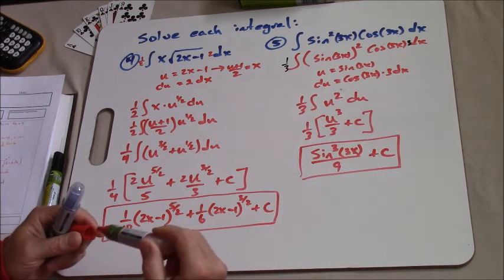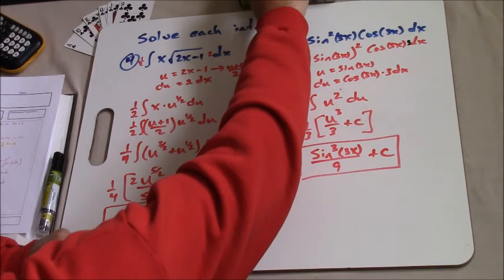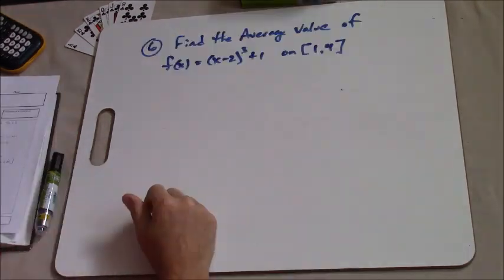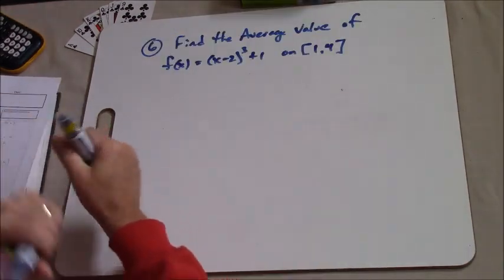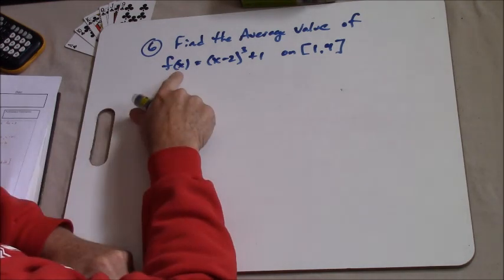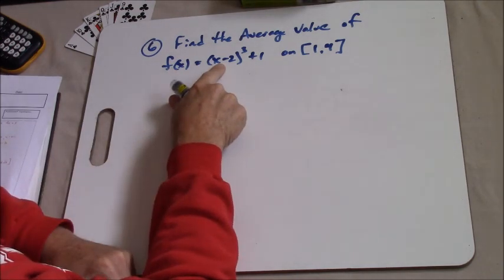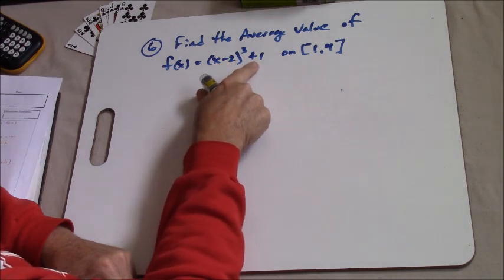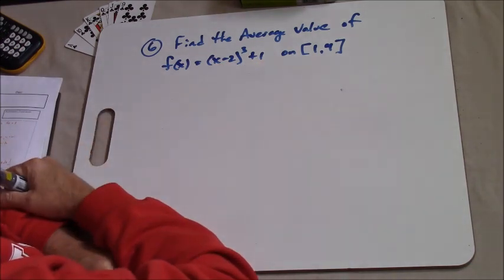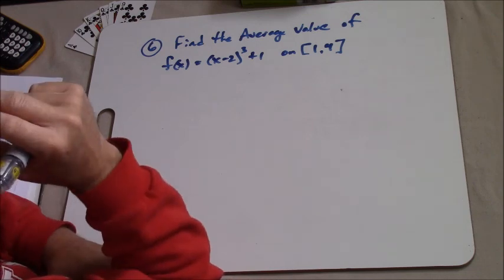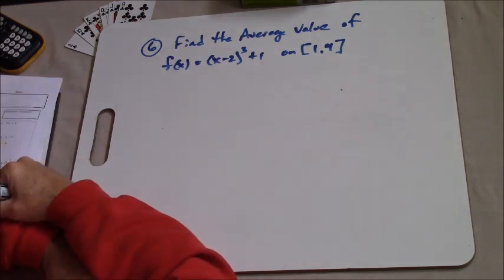All right, I got one last problem for you for chapter 4. So we're trying to find the average value of f of x equals x minus 2, that quantity cubed, plus 1, on the interval 1 to 4. You guys go ahead and try it.